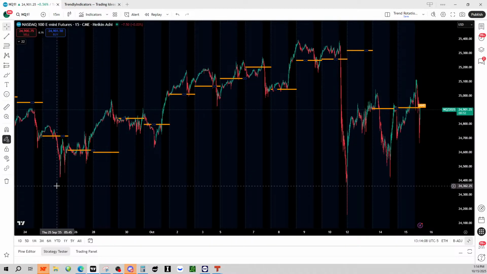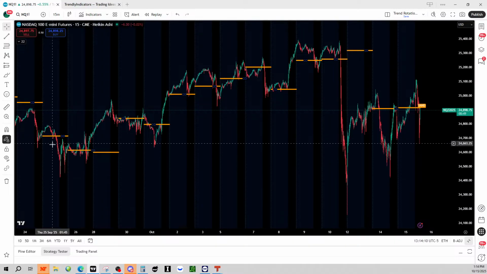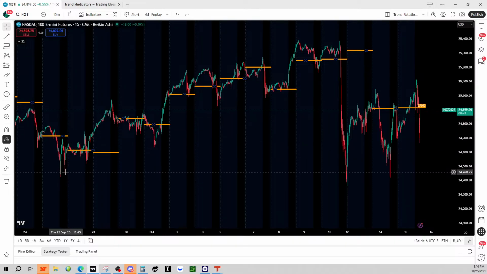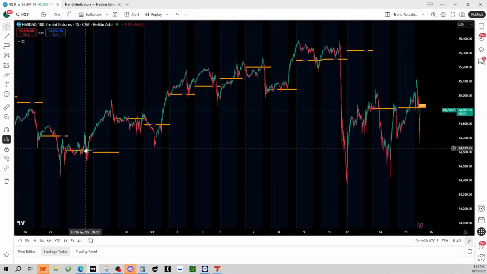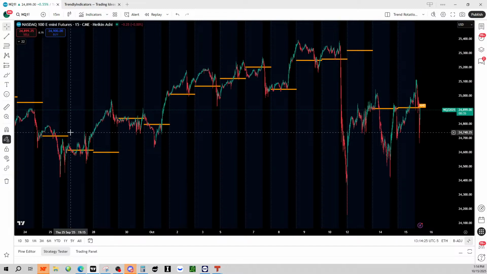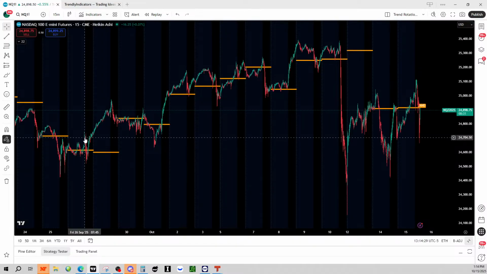So price goes down, gets far enough away from it, and comes back to it. Kind of like a moving average, right? It only can go so far before it has to revert back to the mean. Well, in this case, we're not reverting back to a moving average. We're reverting back to the line in the sand. So it goes away from it, comes back, goes away from it, comes back.